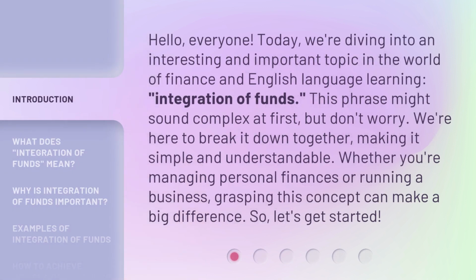Hello, everyone. Today, we're diving into an interesting and important topic in the world of finance and English language learning: integration of funds. This phrase might sound complex at first, but don't worry. We're here to break it down together, making it simple and understandable. Whether you're managing personal finances or running a business, grasping this concept can make a big difference. So, let's get started.